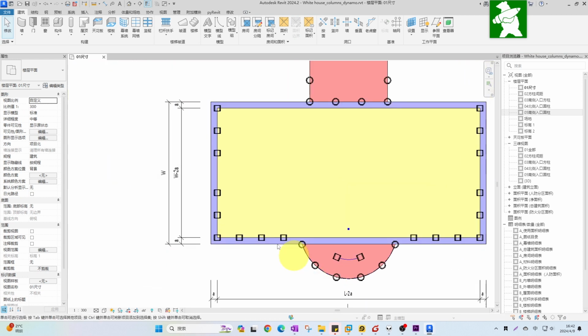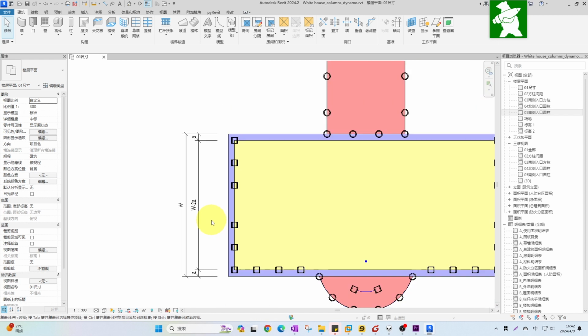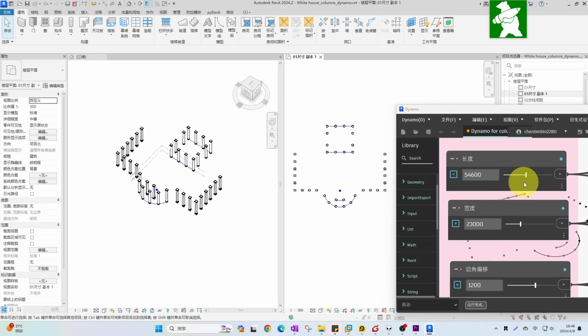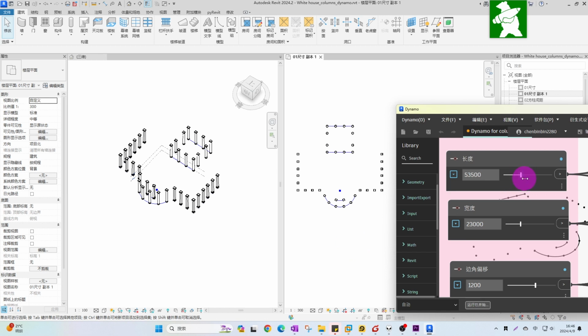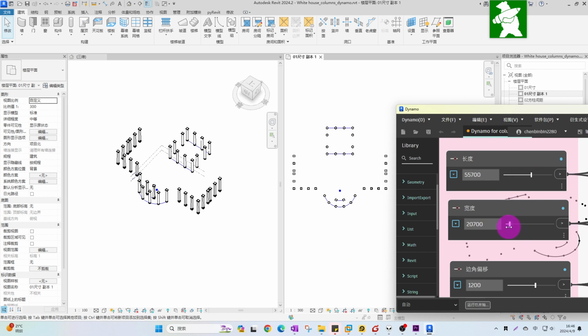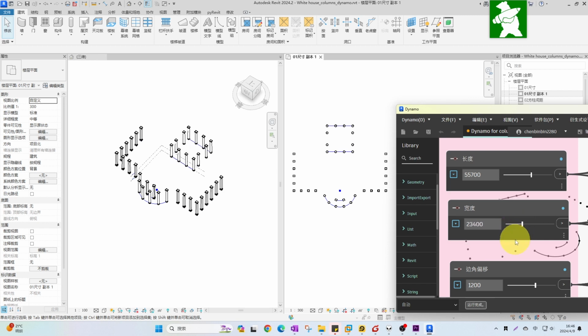Then the bounding box of the column is actually a rectangle with the length L-2a, and the width W-2a. Because Dynamo can be used as a parametric design tool for Revit, we can adjust the input parameters in auto mode to change the model. We can adjust the values of L, W, and a to change the appearance of the entire model to control the final purpose we want to achieve.